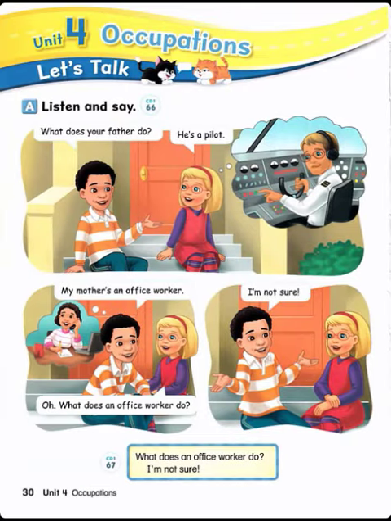Page 30. Unit 4. Occupations. Let's talk. A. Listen and say. What does your father do? He's a pilot. My mother's an office worker. Oh, what does an office worker do? I'm not sure. Page 30. Language focus. What does an office worker do? I'm not sure.